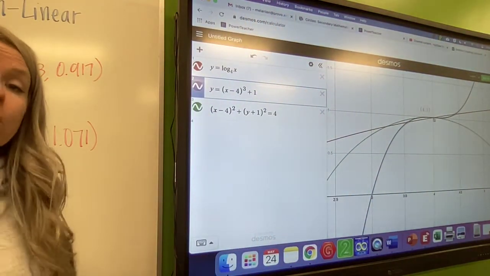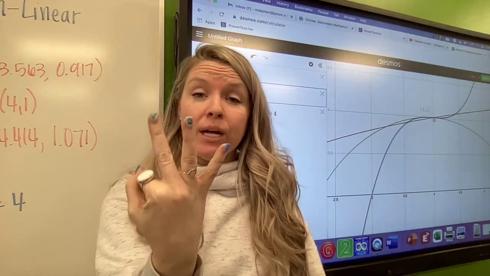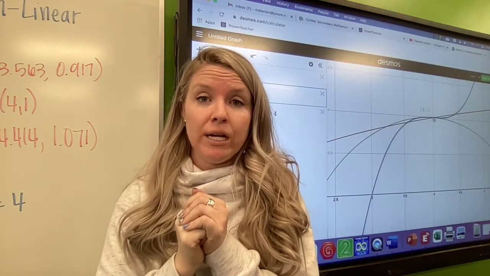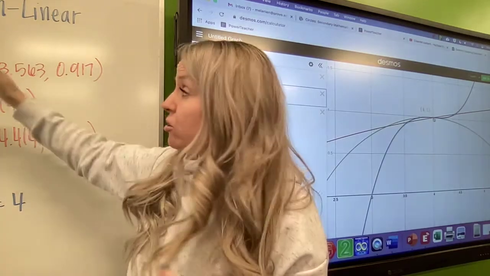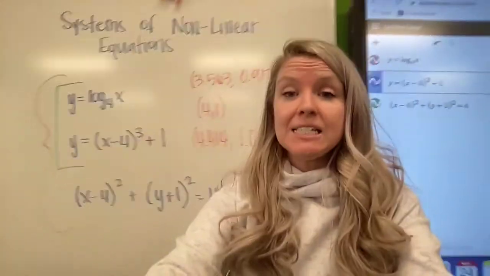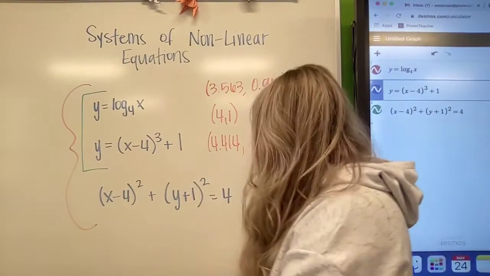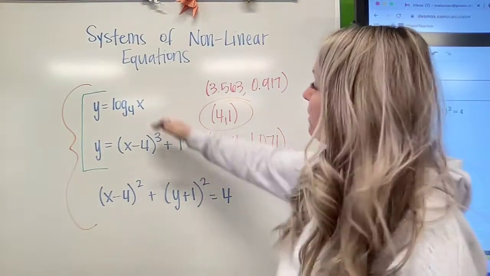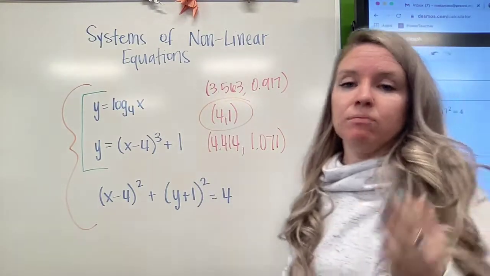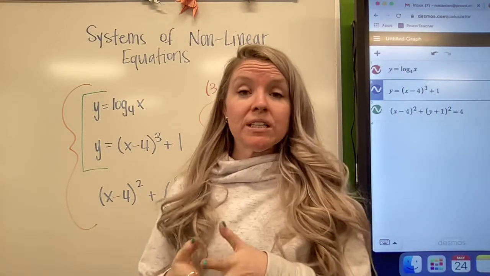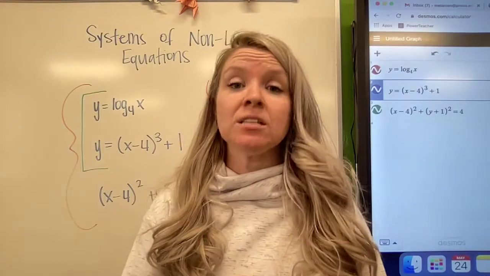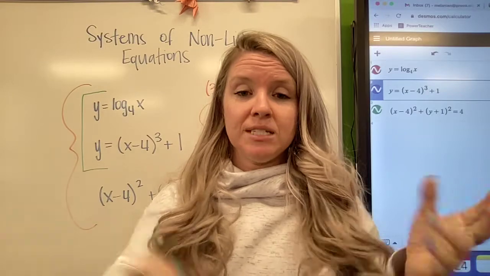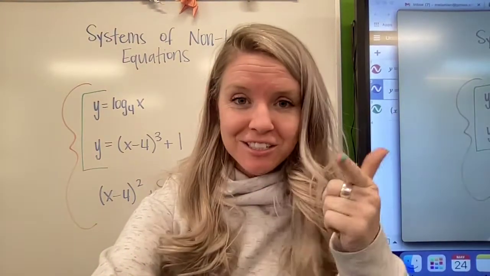So what I'm looking for when I have a system of 3 equations is where all 3 graphs intersect at the same point. So when I'm using all 3 of these equations that I have listed, the only solution is (4, 1). All 3 of my graphs intersect at that point. So when we're dealing with these systems of nonlinear equations, all we're looking for is where my graphs intersect. Simple enough? If you've got questions, let me know.